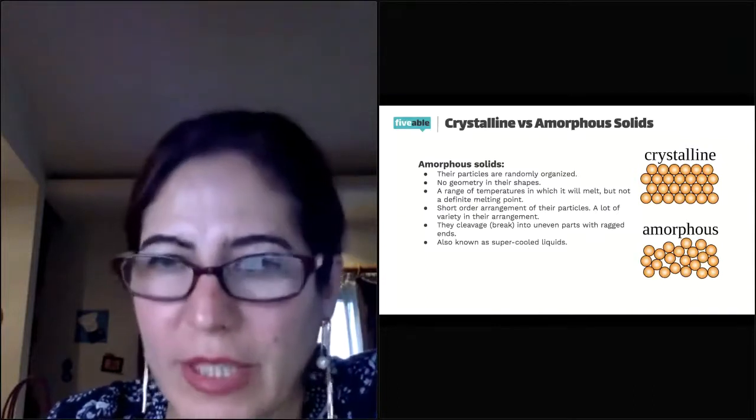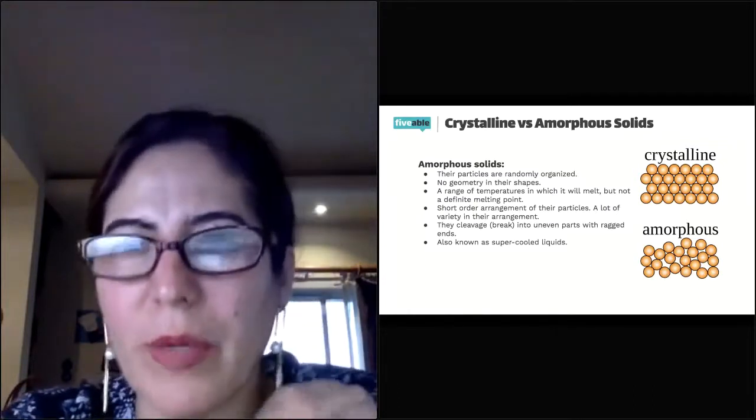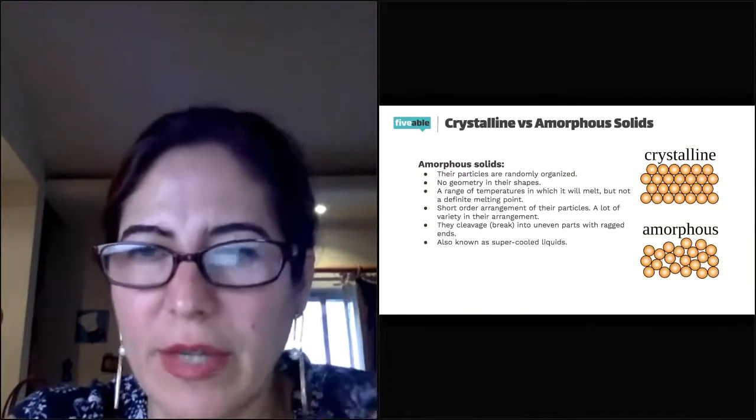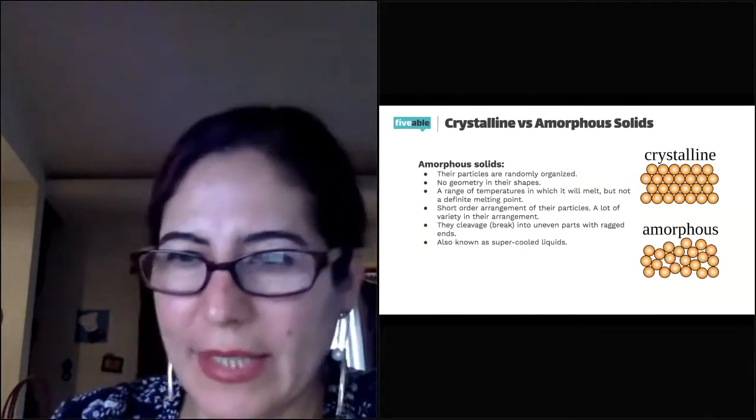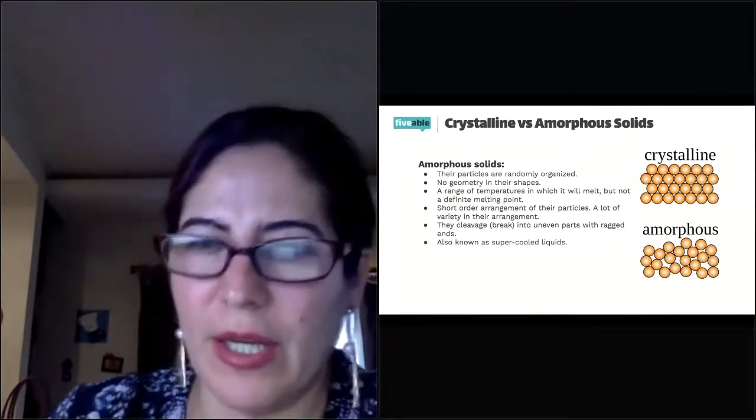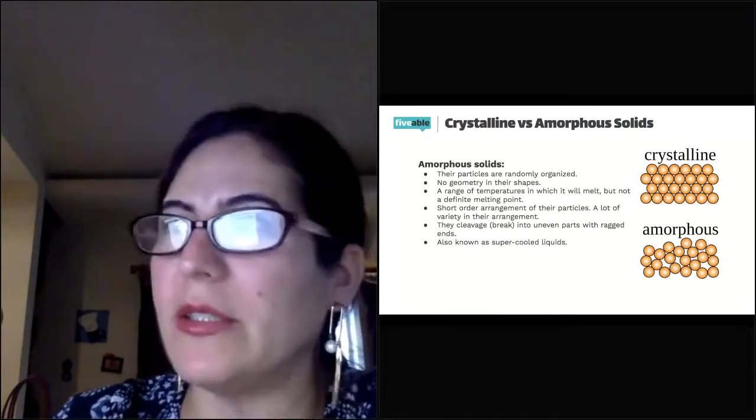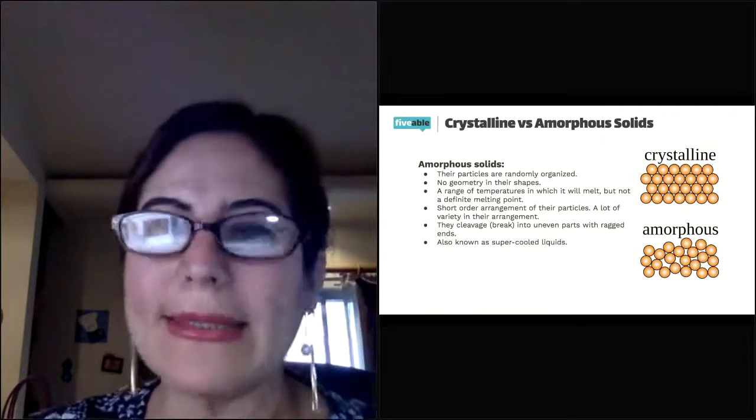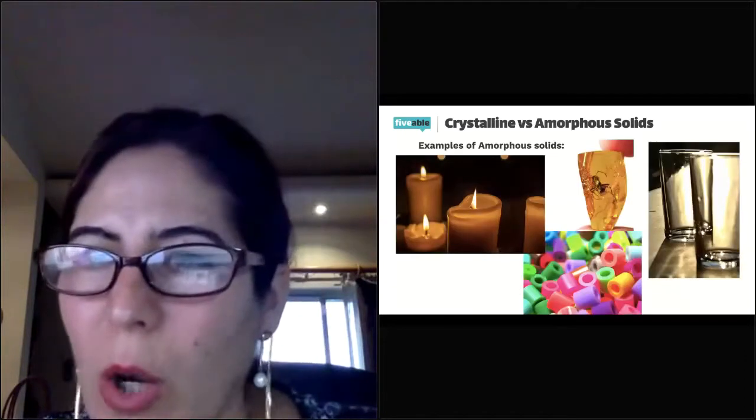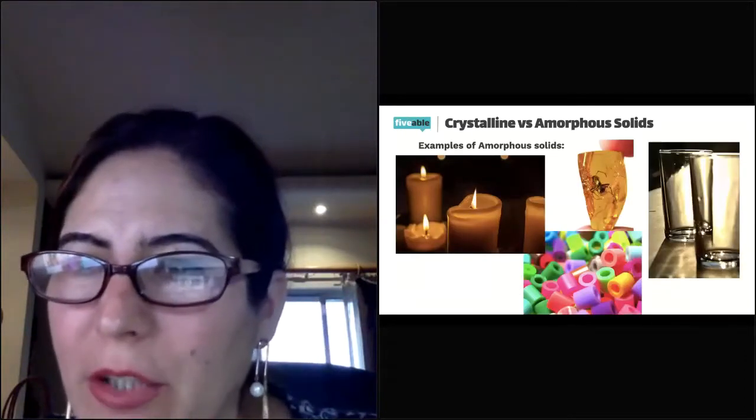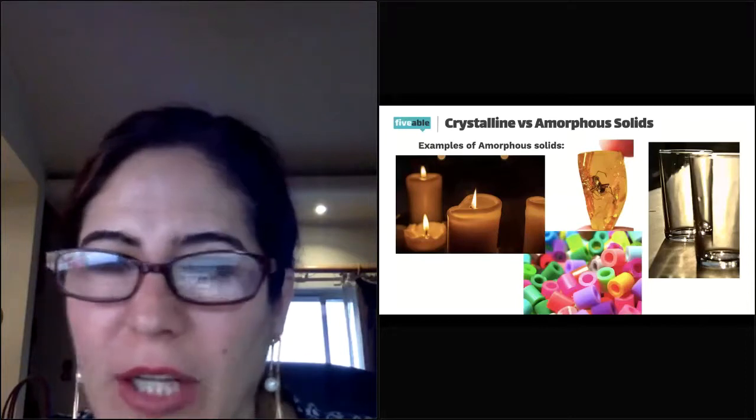Okay, yes, a water bottle would be an amorphous solid, correct? Excellent, Matthew, thank you. Yes, examples of amorphous solids would be like wax, like plastics. Why? Okay, Serene, why are they called supercooled liquids if it's a solid?